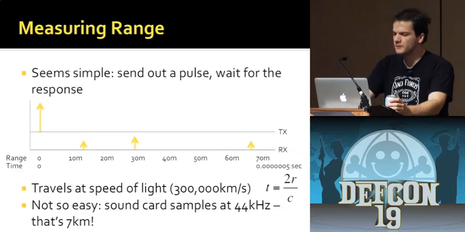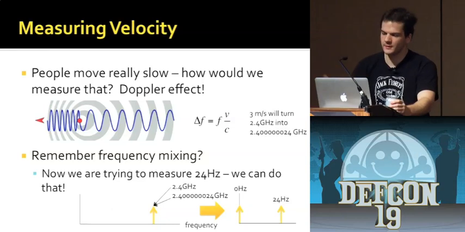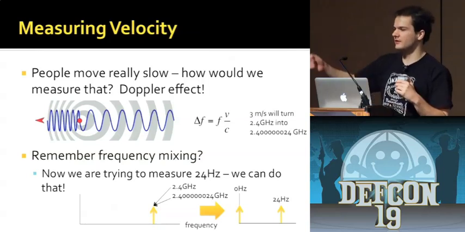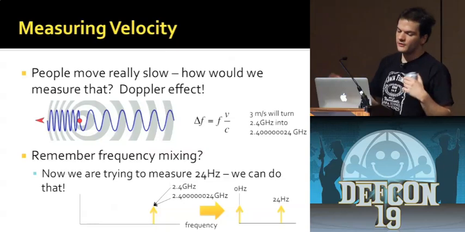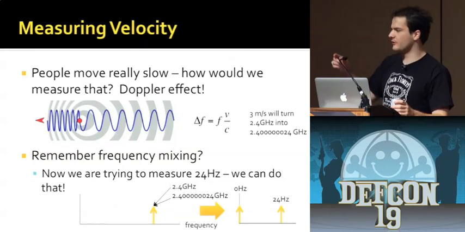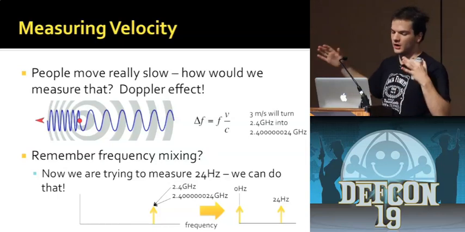Now if we're trying to measure velocity, and I'm going to go back to range in a second, let's say we want to measure a person walking. Well, they move really slow. So it's going to be kind of hard to see a real change, right? So the way this is done is with the Doppler effect. If we have something moving, like, I guess, the car analogy.